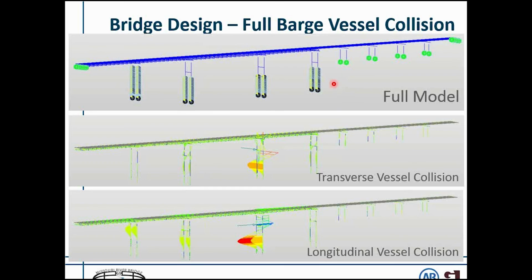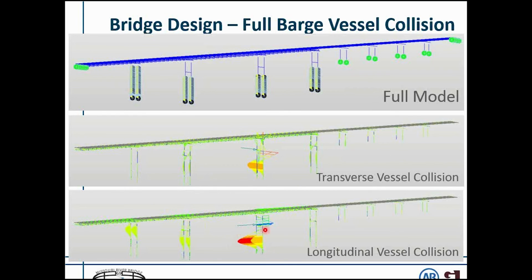And then we also considered nonlinear soil springs to help dissipate forces and reduce moments in our substructure. So as far as the actual vessel collision forces, first we had to consider a transverse vessel collision. And as you can see, those forces are mainly in the impacted vent, but there's also forces being resisted by the adjacent substructure vents.